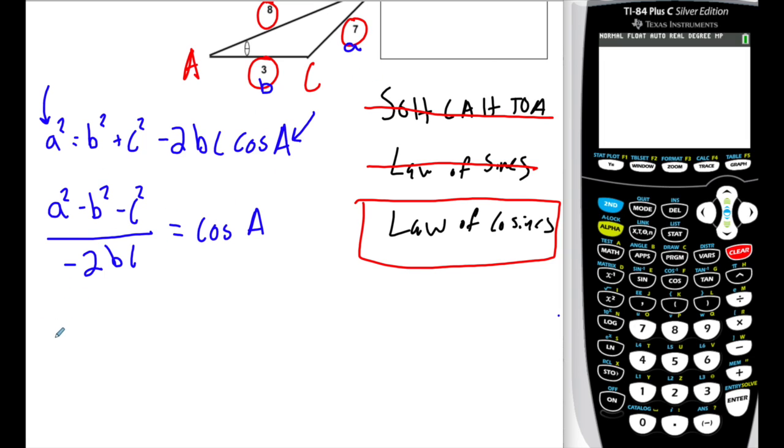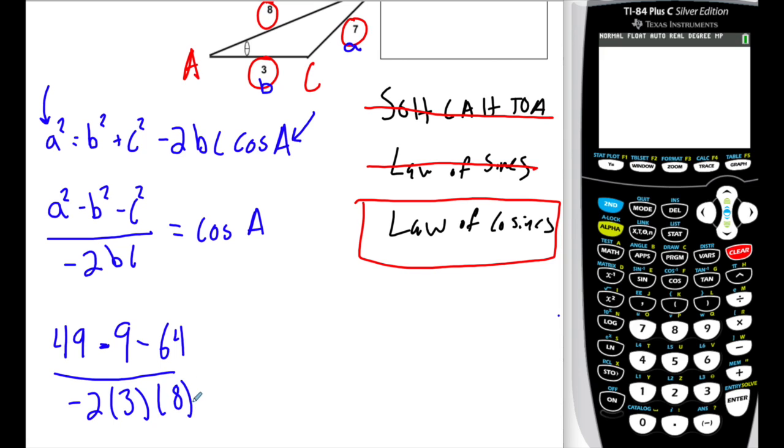So A is 7, which means that A squared is 49. B is 3, which means that B squared is 9. C is 8, which means that C squared is 64. Then on the bottom I have negative 2 times B, which is 3, times C, which is 8. Okay? And that's cosine A.